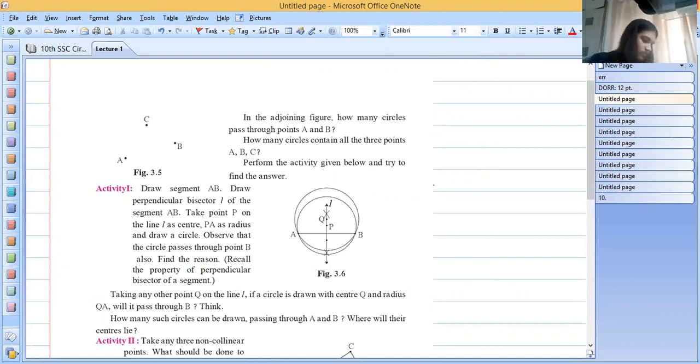He has drawn a segment AB. Draw perpendicular bisector L.